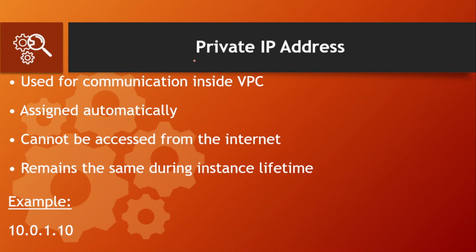Let's start with the private IP address. A private IP is used for communication inside a VPC. This means it is used when EC2 instances talk to each other, connect to databases, and internal services communicate. This IP is automatically assigned when you launch an instance. One important thing is a private IP cannot be accessed from the internet. It is only used internally.